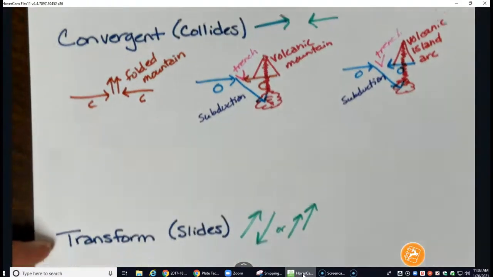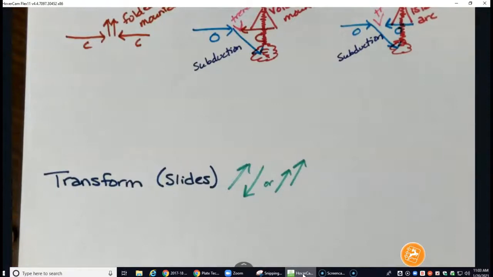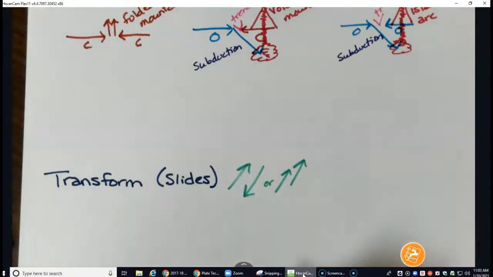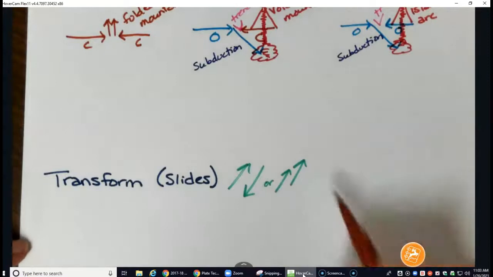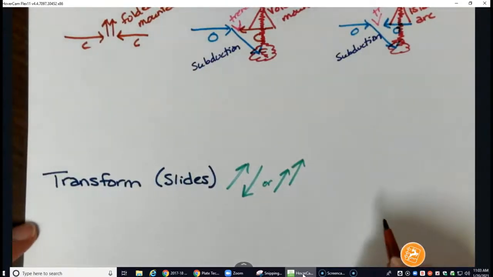Now the last one is actually the easiest when we talk about transform. So transform plates are when two plates slide past each other. Now you notice I have two diagrams here. They could be going in opposite directions, or you could have two plates going the same direction, but one is going slightly faster than the other. Now when they slide, it doesn't really matter what type of crust.